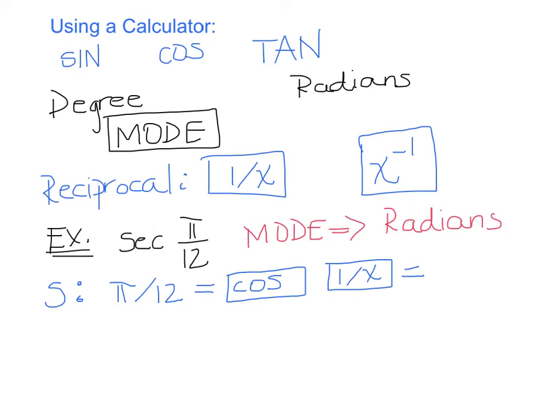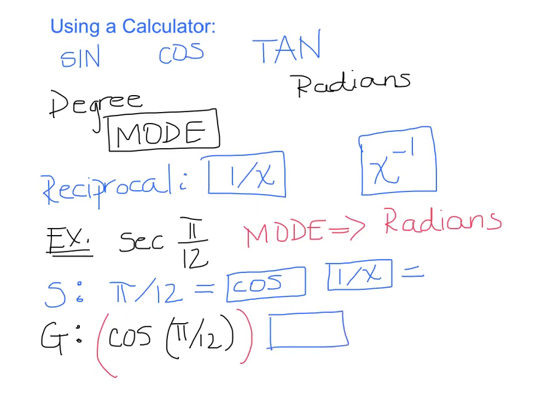And then if it's the graphing calculator, you're going to hit cosine pi over 12 and do the parentheses. They automatically pop up. And matter of fact, if you want to put it all in together, I'm going to do a double parentheses. And then you'll hit the key, your reciprocal key, x to the negative 1, and then hit enter.